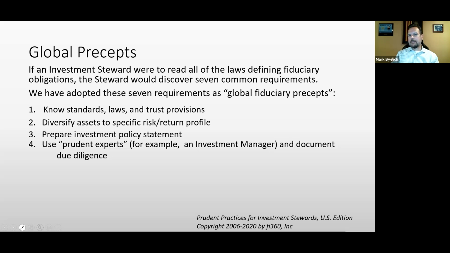Again, you can't abdicate it. You can't give it away. You can't say my hands are washed of this, but you can share in that fiduciary responsibility. So use those prudent experts. Control and account for investment expenses. Boy, that's very important.